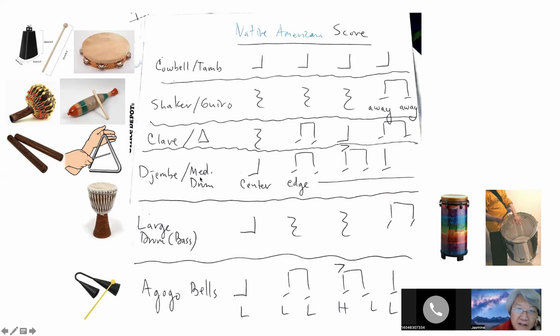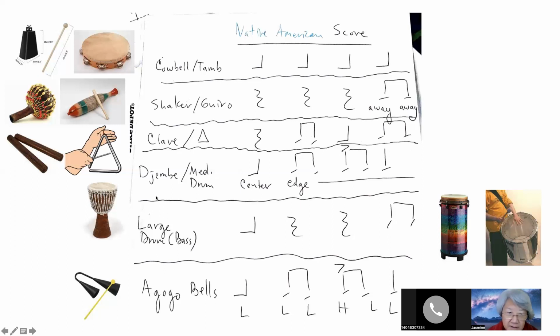The djembe, here's our nice picture over here, or it could be a medium drum. You can play in the center, and then the edge is all of these notes. So our rhythm is 1, 2, and 3, and 4. The center is more of that bass tone where you take your palm. In a moment, I'll demonstrate these. You play in the center, and then on the edge, much more high-pitched. And there is an accent on count 3.